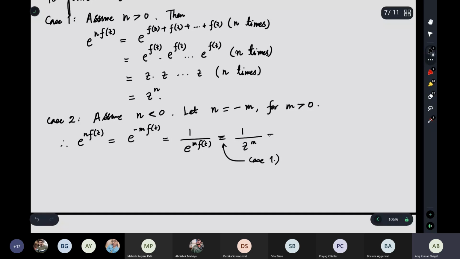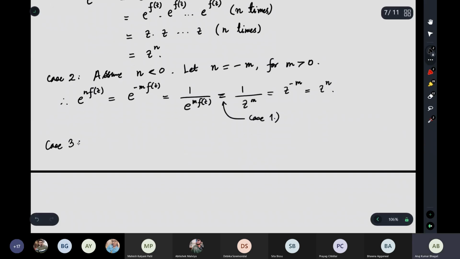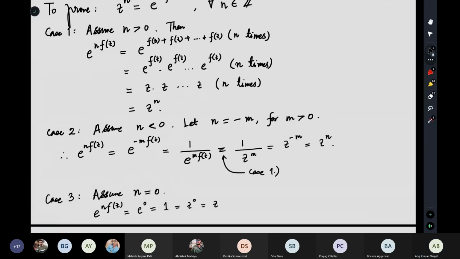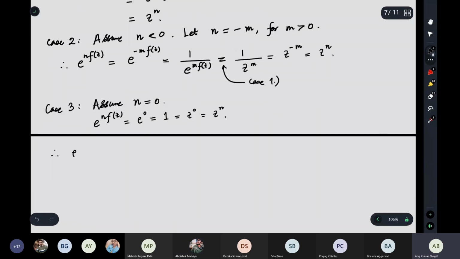And this is nothing but z to the power minus m, which is z to the power n. So again, case 2 also has been proved. And case 3, n is 0. So assume n is 0. This is very obvious. Now e to the power n f(z) is what? e to the power 0, which is nothing but 1, and this is nothing but z to the power 0, which is nothing but 1, right? So z to the power n. This has also been proved. Therefore e to the power n f(z) is z to the power n for all n in Z.